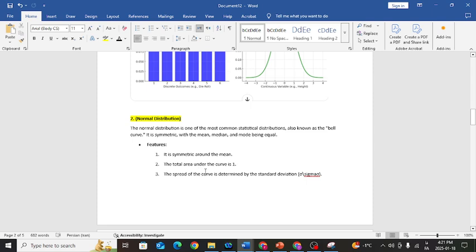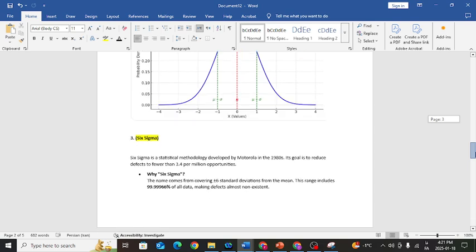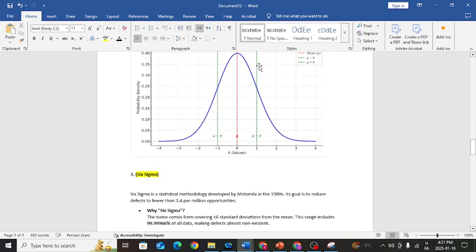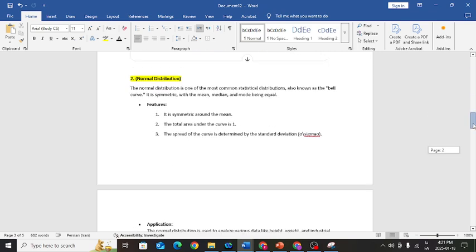The total area under the curve is 1. The spread of the curve is determined by the standard deviation, I mean sigma, that I showed you.